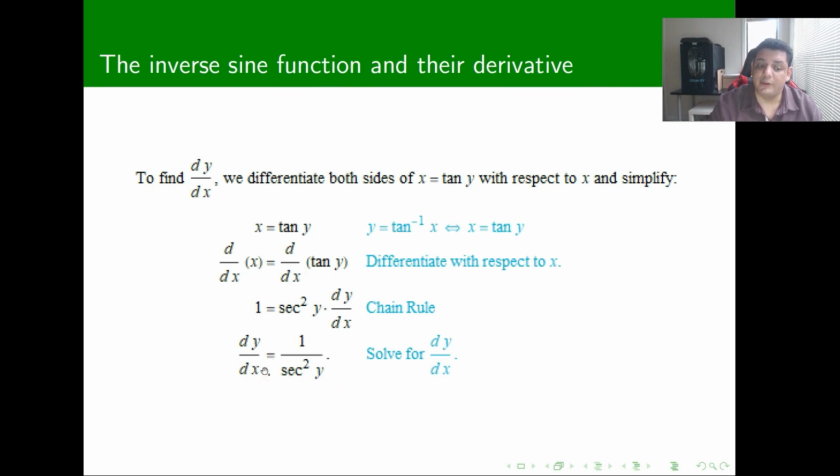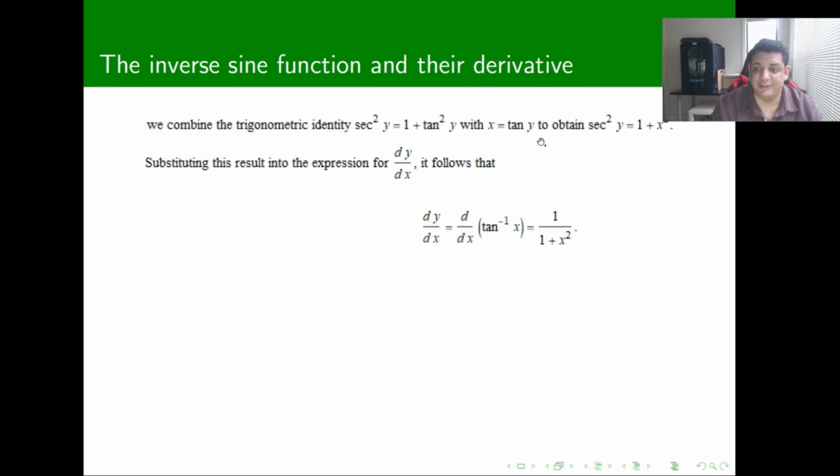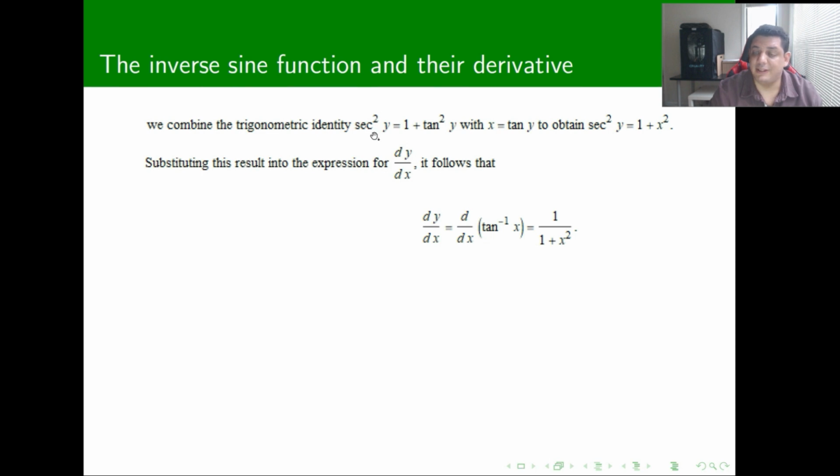And then at this point, when we get this secant squared of y, we want to try and get back to a function in terms of tangent. So in that way we can go back to x. Okay. Turns out here is really easy. We have an identity that is going to help us do that. Secant squared is just 1 plus tangent squared. So that means that because x is equal to tangent of y, then secant squared of y is going to be 1 plus x squared. Then if I substitute that in the expression for dy/dx, I'm going to have the derivative of tangent to the minus 1 of x is 1 over 1 plus x squared.